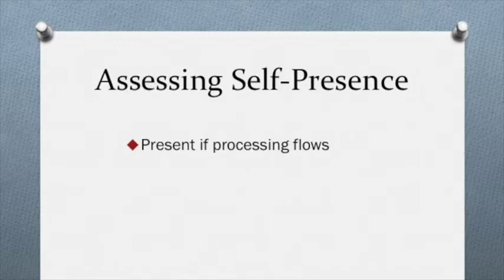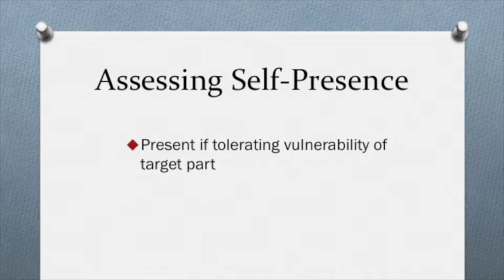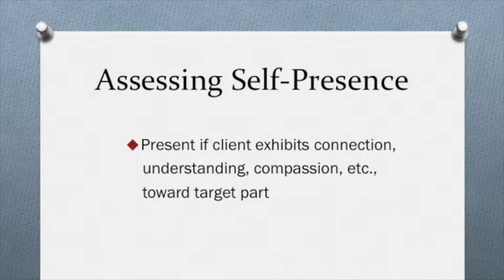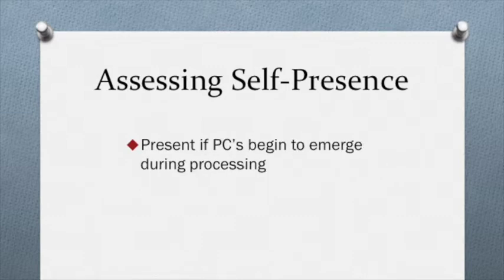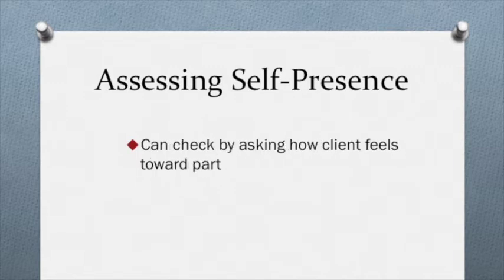Assessing for self-presence is important throughout. Self is present if processing flows, if the client is not reacting to a target part, if the client is tolerating the vulnerability of a target part, if the client exhibits connection, understanding, compassion, etc. toward the target part. Self is present if positive cognitions begin to emerge spontaneously during processing. And you can check for self-presence by asking how the client feels toward the part.